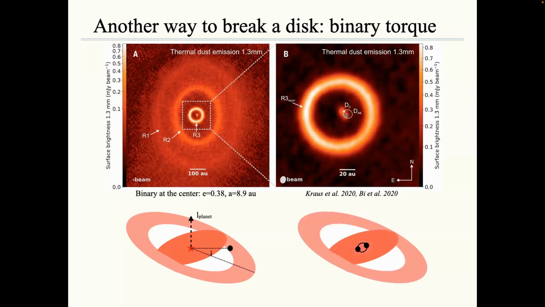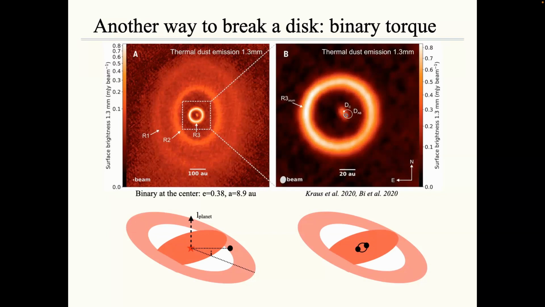And eventually, if the tilt is strong enough, then the disk could break. So in this scenario, you don't have any companion between these two rings. Just using the binary at the center, you could break the disk.